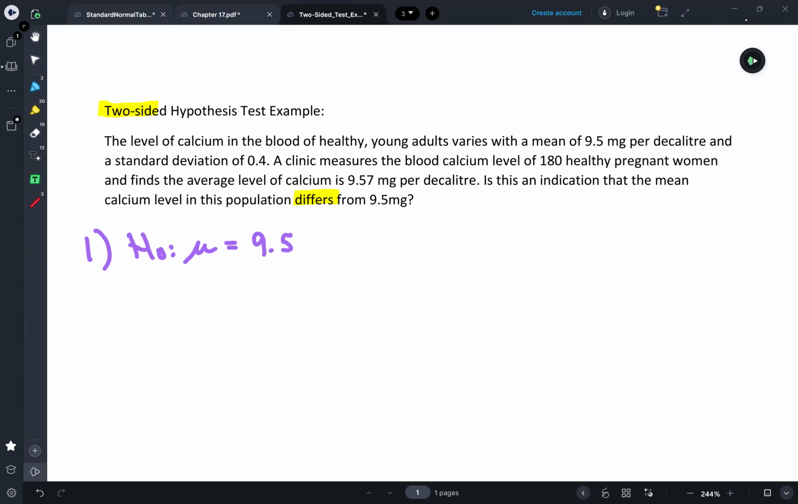9.5. I'll leave the units off, but it's milligrams per deciliter, versus HA, which is going to be mu does not equal. What should I put here? 9.5. Yes, good. Thank you. It's always the same number, 9.5. Don't change it and put in any sample mean.